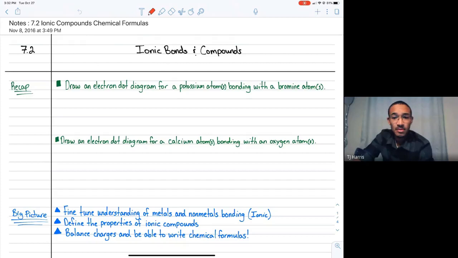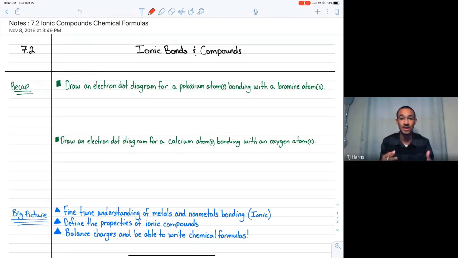All right, guys, so this is 7.2, ionic bonds and compounds. We talked previously about the octet rule and broadly about how these atoms are going to bond, how they transfer electrons to another atom, and that creates a compound. What we're going to do today is really talk about how to make those compounds.